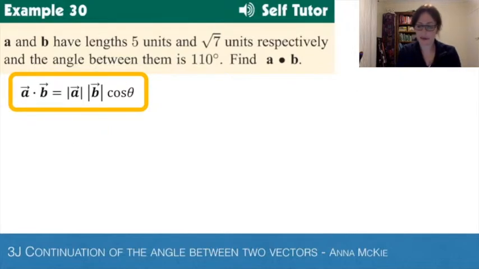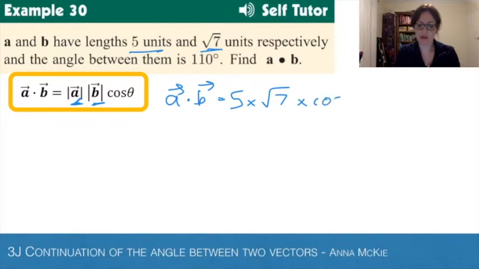So to do that, we're going to write out the dot product of A dot B is equal to the length, the magnitude of A, and we're told that that is 5 units, and then multiplying that by the magnitude of B, which is root 7, and then multiplying that by cos 110. Now what answer are we expecting?